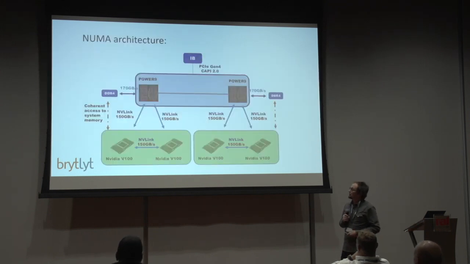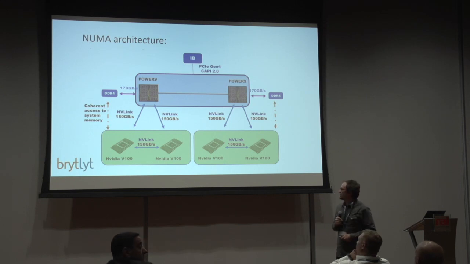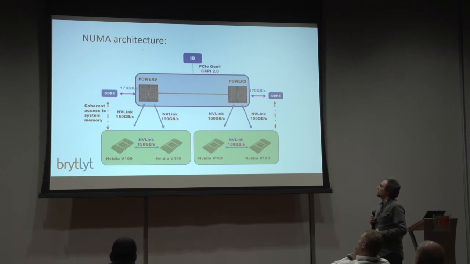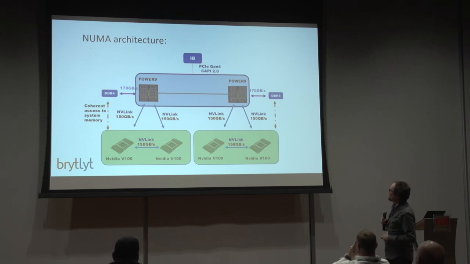The next part will be a little bit about NUMA architecture. As you obviously know, with Power 8 and Power 9 systems, we have 2 NUMA nodes. To each processor there is an NVLink connection with NVIDIA GPUs, V100 in the case of Power 9.